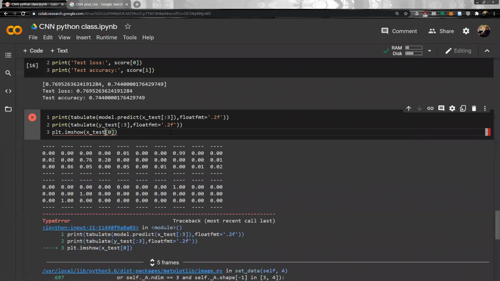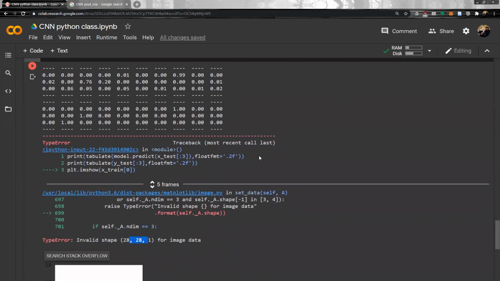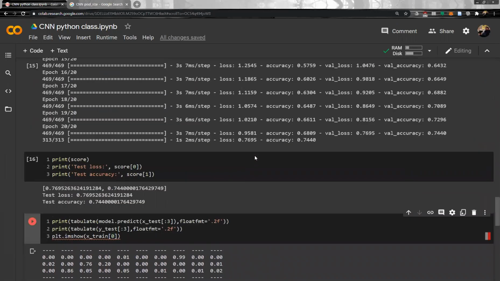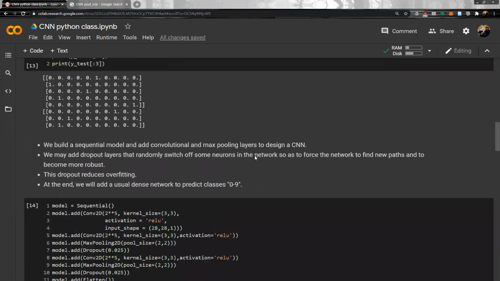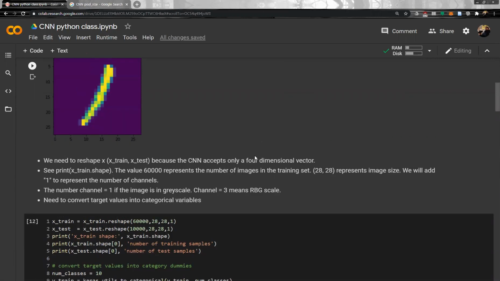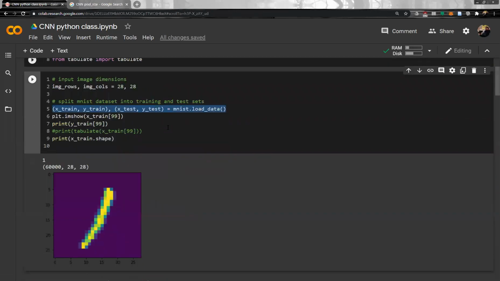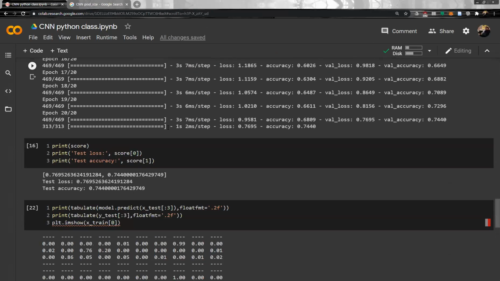Y test, X test. So actually, here I cannot see it very well because I reshaped it, right? I reshaped it. So thing is that, of course, I can simply run this one again.